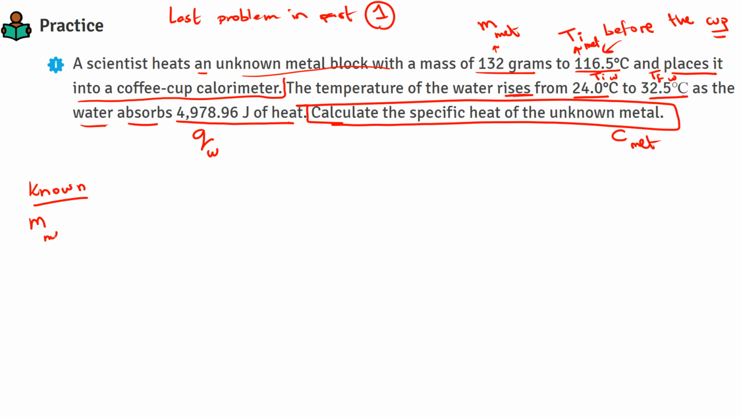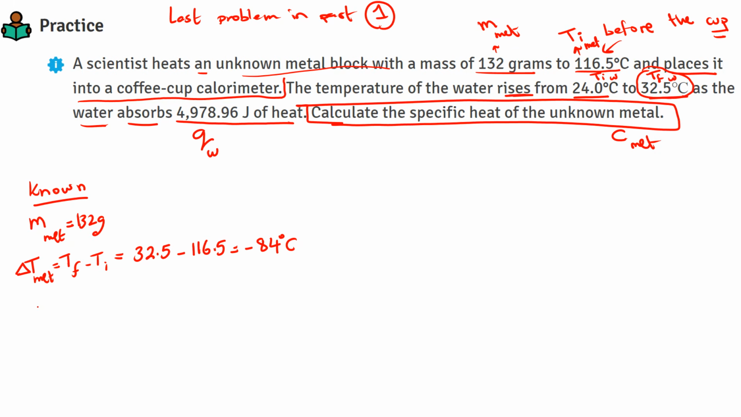We know the mass of the metal, which is 132 grams. We know delta T of the metal, which is T final minus T initial. Now T final of the metal is going to be the same as T final of water. Remember from the last example that we had in the previous slides? That will be 32.5 minus 116.5, and that is minus 84 degrees Celsius.